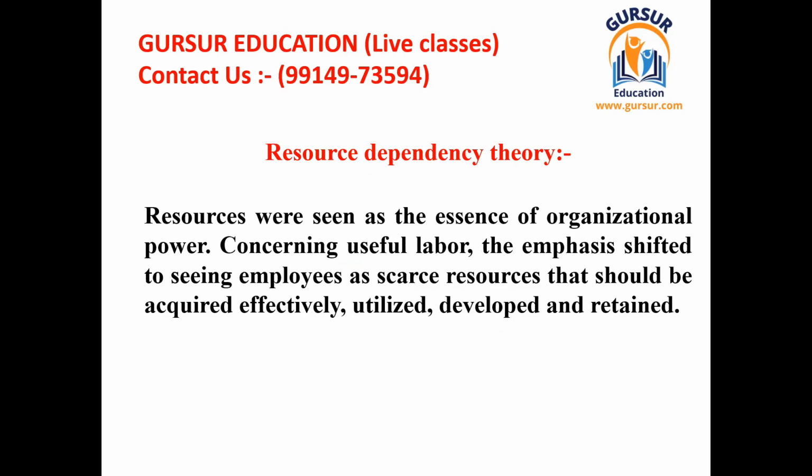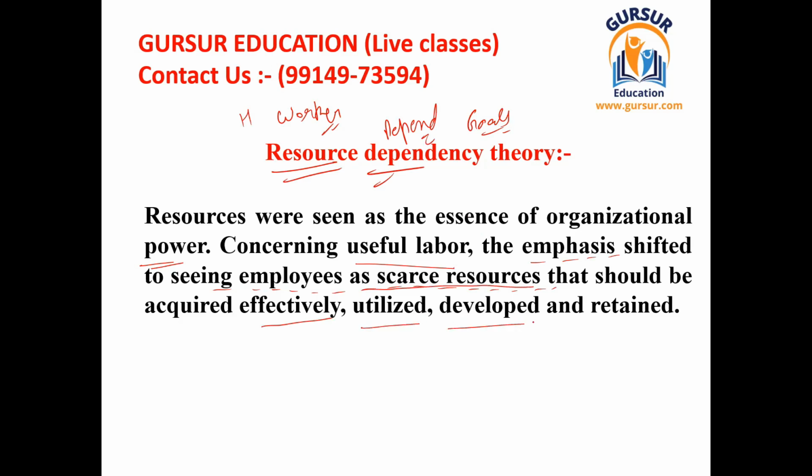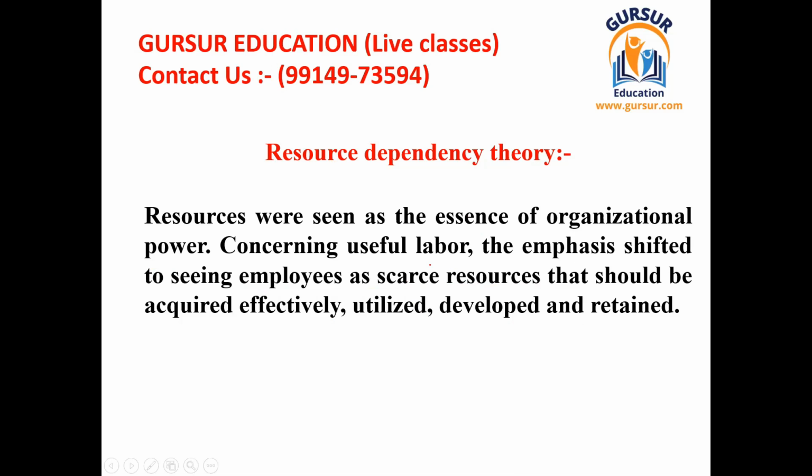I think that theory we have already done, but still we would move through it. Resources were seen as agents of organizational power. Concerning useful labor, the emphasis is shifted to seeing employees as scarce resources. So this theory simply says that the workers of your organization are your resources, and you depend upon these resources for achieving your organizational goals. So this theory tells you that the employees are your scarce resources, and these should be acquired effectively. They should be utilized, they should be developed, and they should be retained in the organization so that its goal can be achieved. So three theories we have gone through.